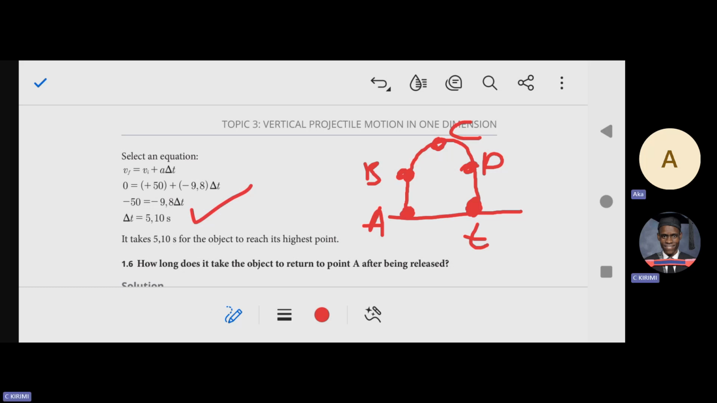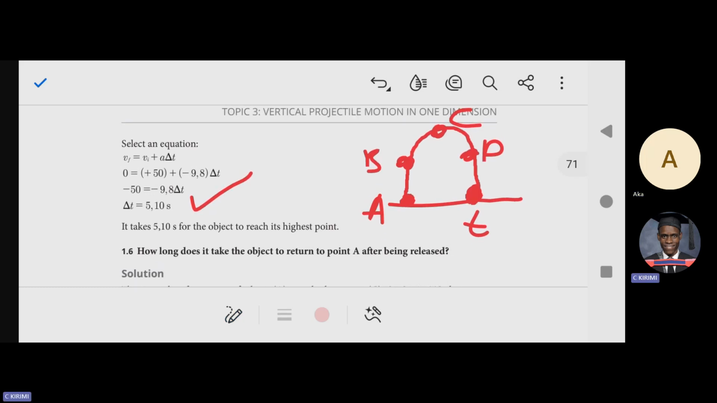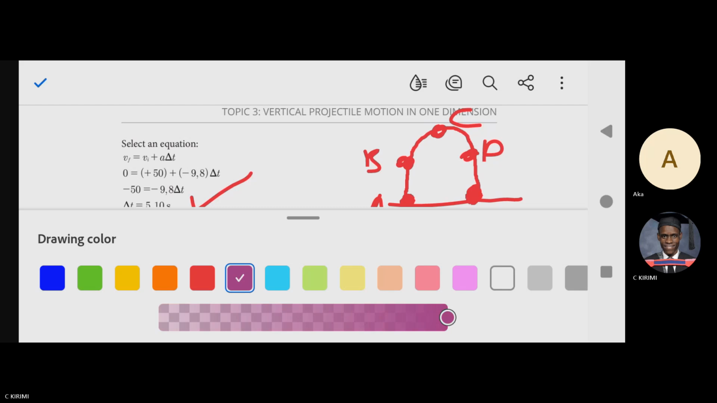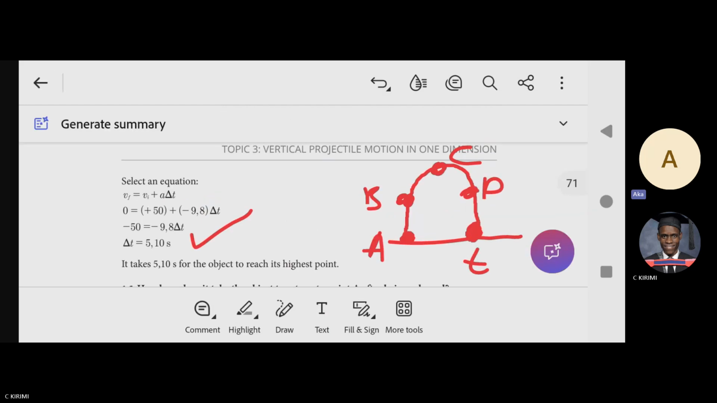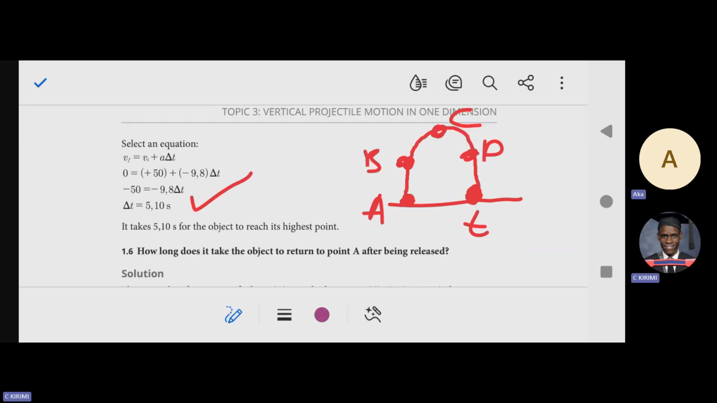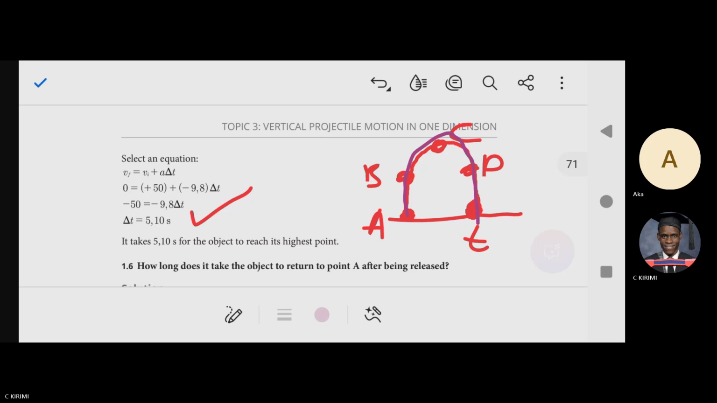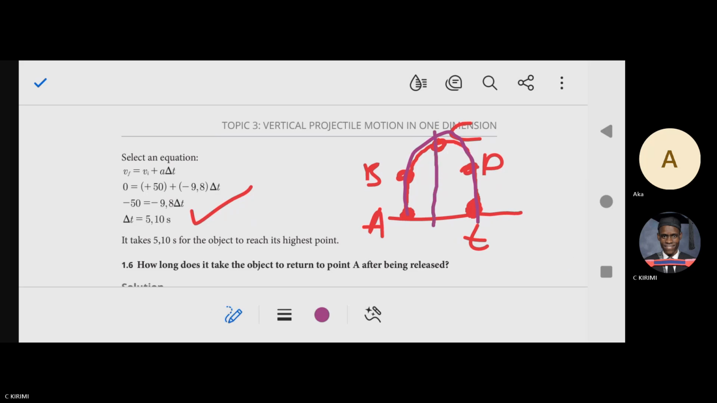It's for the whole motion. What time do you mean? You mean the whole trip, the whole motion. Five point five is the time to reach the maximum point only. It's the halfway point. That is 5.5, then the other half is another 5.5.